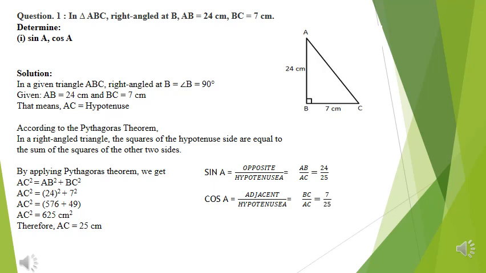Using this hypotenuse, as we know sin A is equal to opposite upon hypotenuse, that is AB by AC. So here we get sin A is equal to 24 by 25. Similarly, when we calculate cos A, that is adjacent upon hypotenuse, we get 7 by 25.